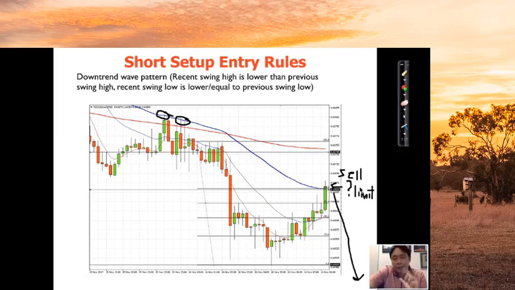Okay, give yourself a minute and think, would you take this trade? All right, have you made a decision? Okay, so let's see. Would you take this trade? The answer is you should take the trade because it meets the criteria.